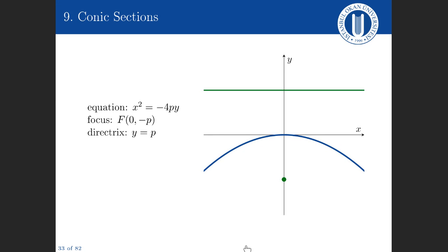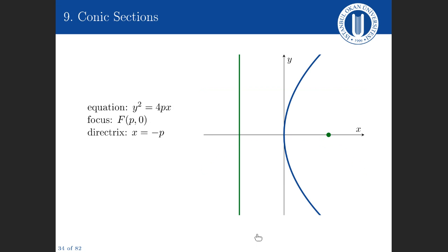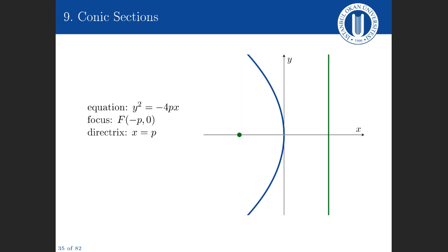Or let's suppose we rotate our picture and we have a parabola which is curving to the right. Imagine we take the original equation and we swap the places of x and y. So instead of x squared is equal to 4py, we swap x and y and we get y squared is equal to 4px. The focus is at (p, 0) and the directrix is x is equal to minus p. Or we can have one which is curving to the left. Replace every x by minus x. We get y squared is equal to minus 4px. The focus is at (minus p, 0), and now the directrix is at x is equal to p.